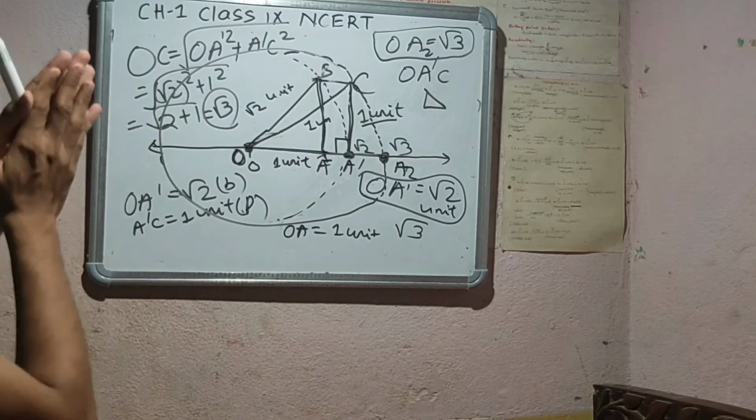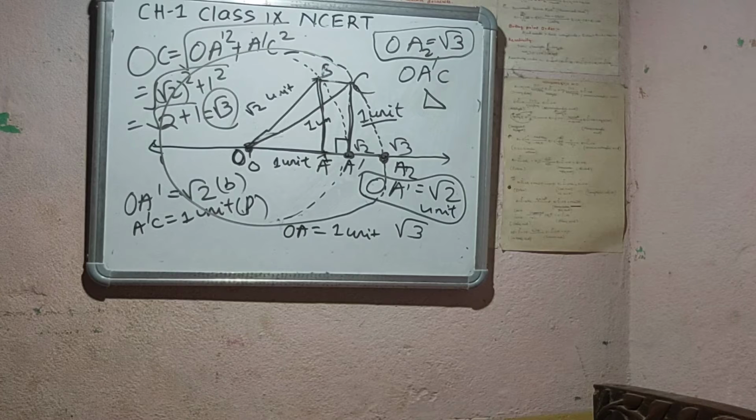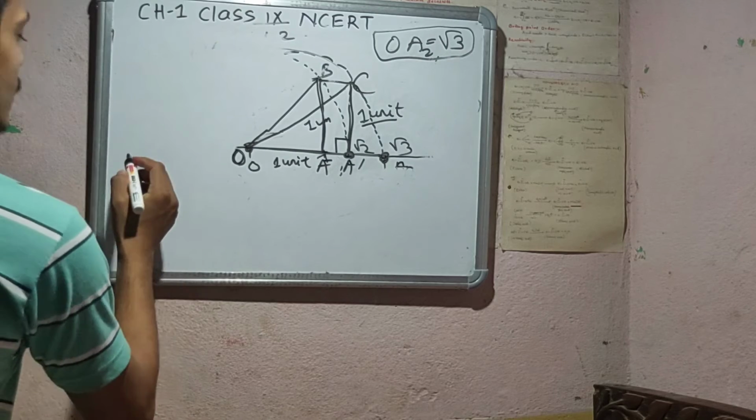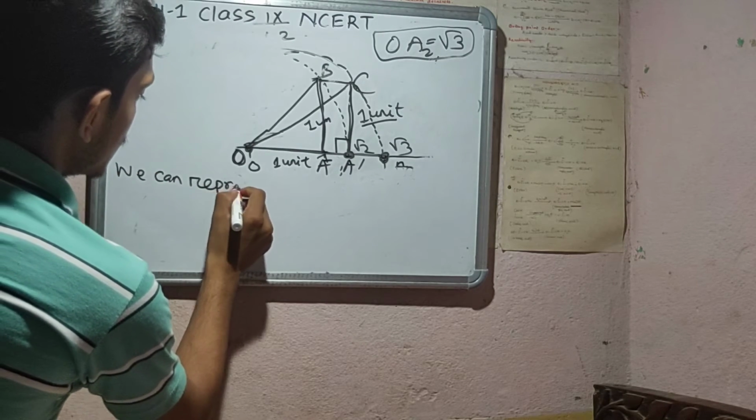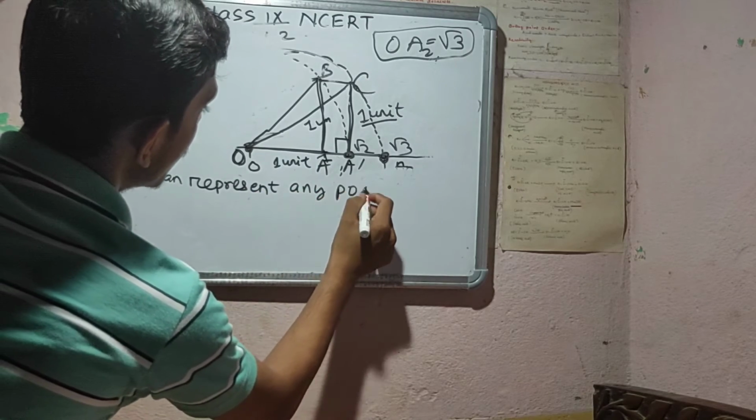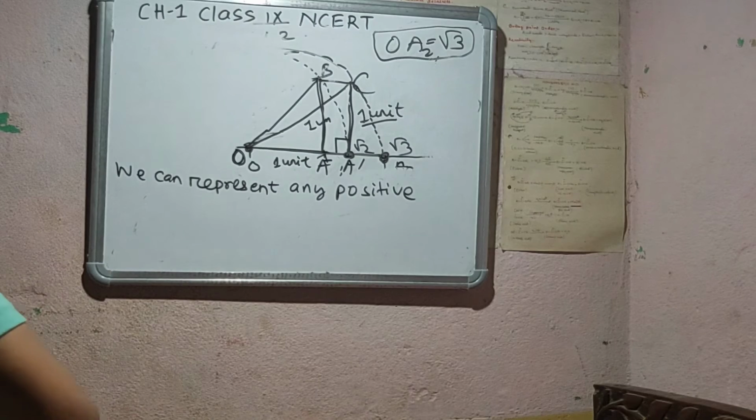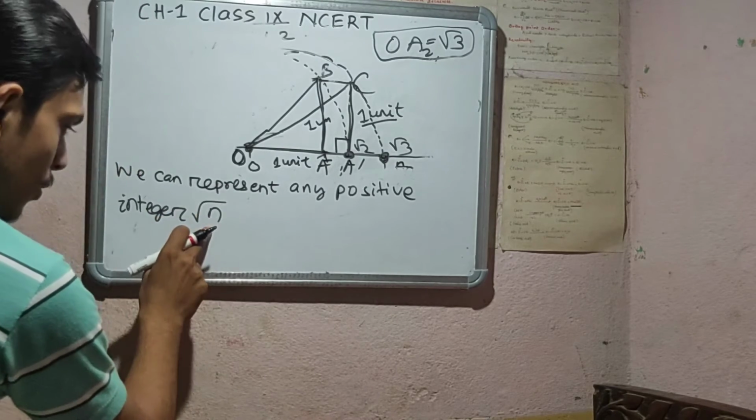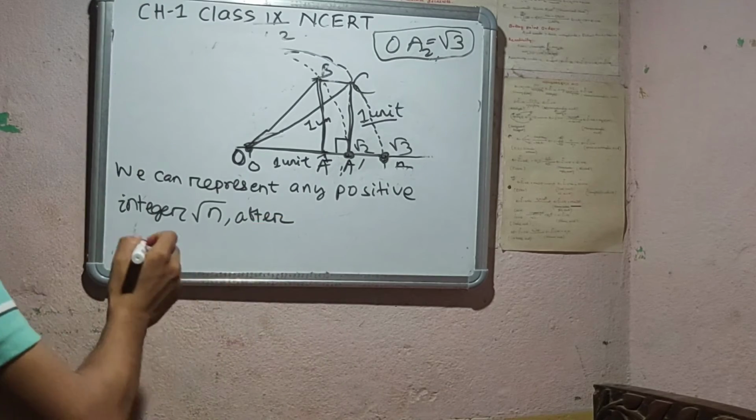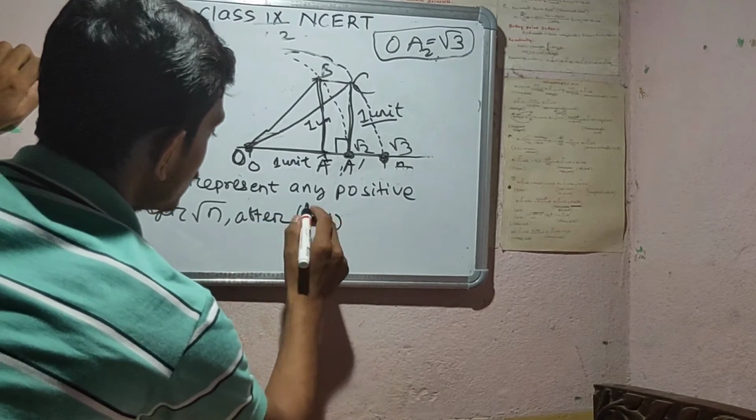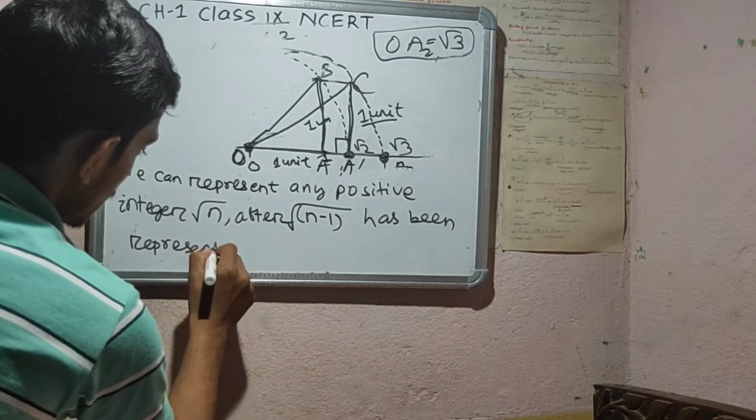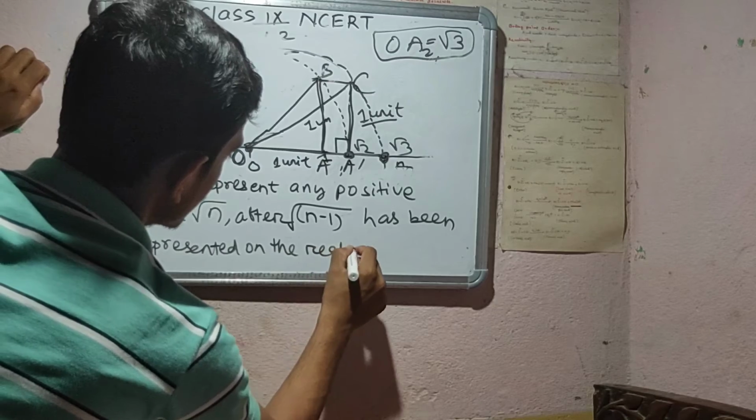From this, we have concluded a generalization. A conclusion is drawn that we can represent the square root of n, for any positive integer n, after the square root of n minus 1 has been represented on the real number line. This is very, very important.